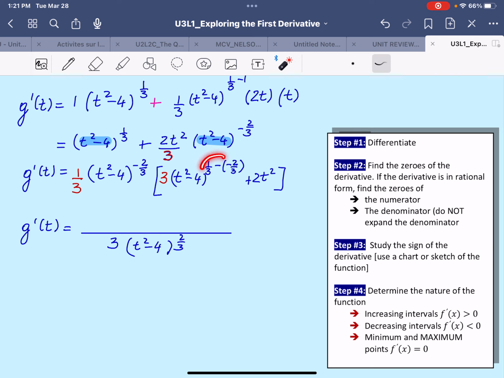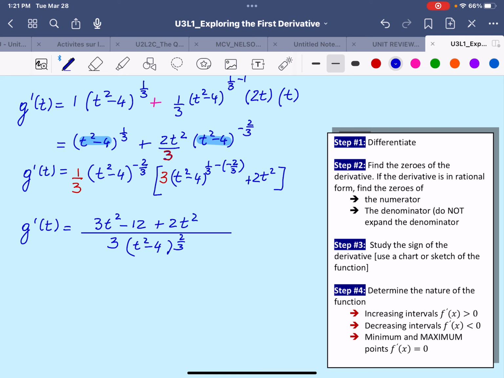And then we have to do a little bit of work in here, just some cosmetics. So 1/3 minus negative 2/3, remember that this will turn into a plus, because 2 minuses make a plus. So 1/3 and 2/3 will give a power of 1, which means that we have 3 times t squared minus 4, turning into 3t squared minus 12, and then plus 2t squared. Now simplify some more. We have g prime t equals, now we have 3t squared and 2t squared equals 5t squared, and then we have minus 12.